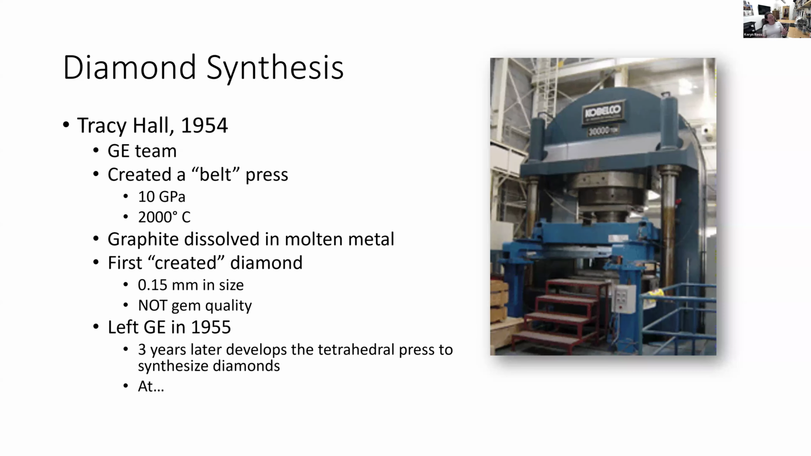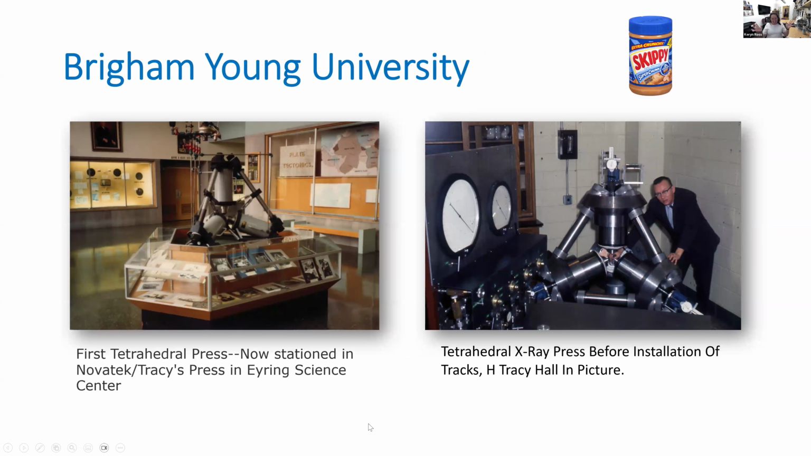Now, where does he do this? Because it's going to blow your mind, because you've all heard of this place, okay? He goes to BYU. Yes, indeed. He was a physics professor at BYU when he figured out how to make the first tetrahedral press. And this tetrahedral press is the same basic type of press that everybody in the whole world uses to make HPHT diamonds, so to make the high pressure, high temperature diamonds.